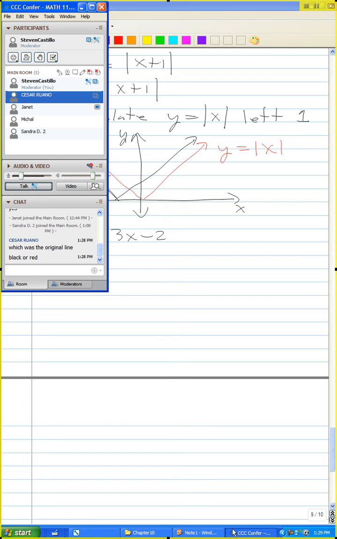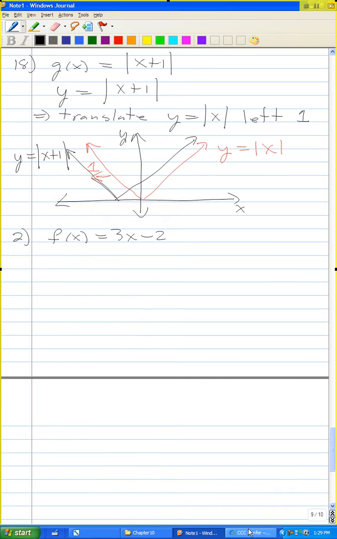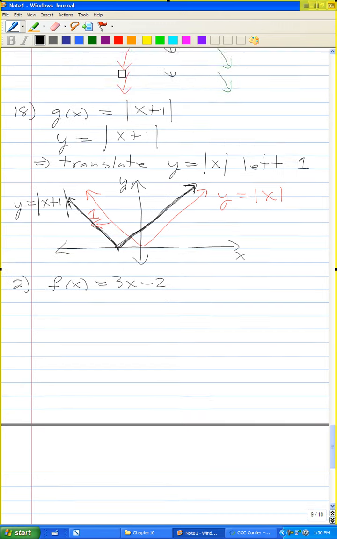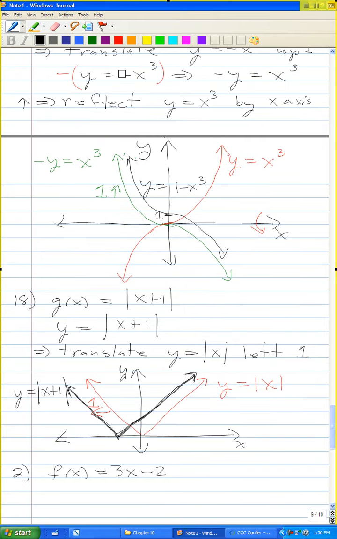Which is the original. So the line that we want to actually sketch, meaning g of x, is the black line. So this line here, the black one, that's the answer. That's the sketch of this graph here, y equal g of x. Okay, so the very last black one is the answer to the original problem.